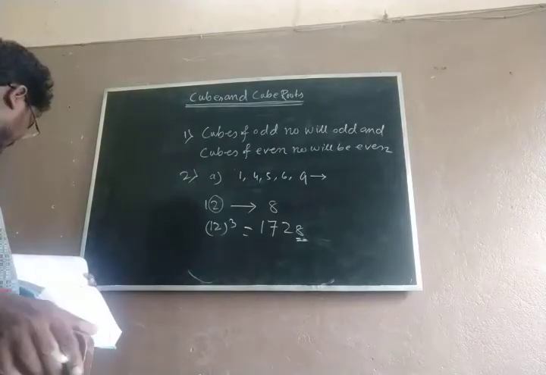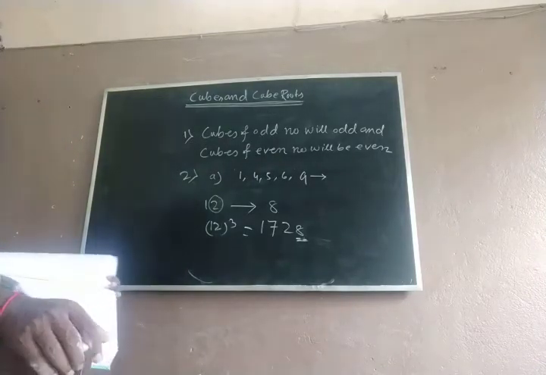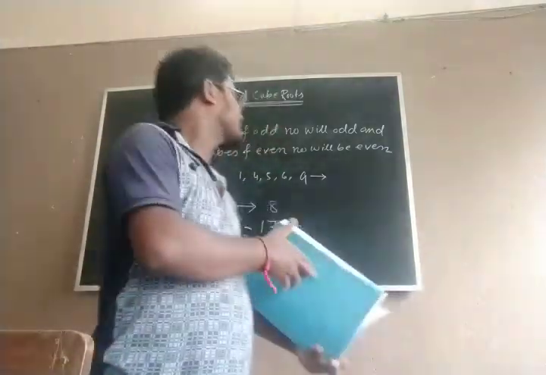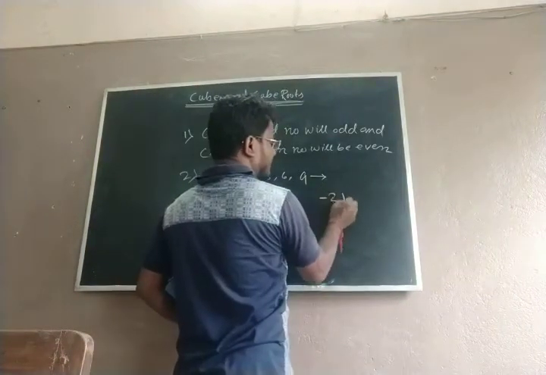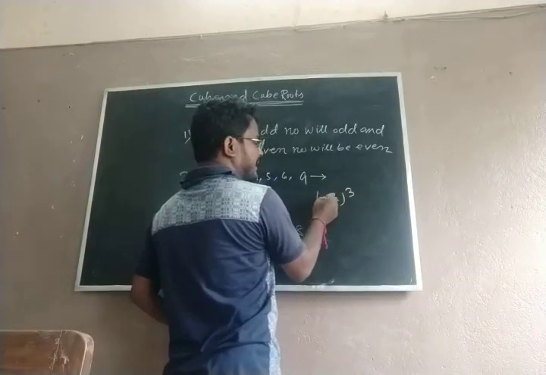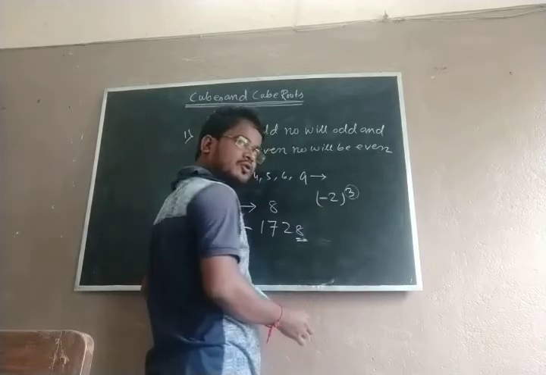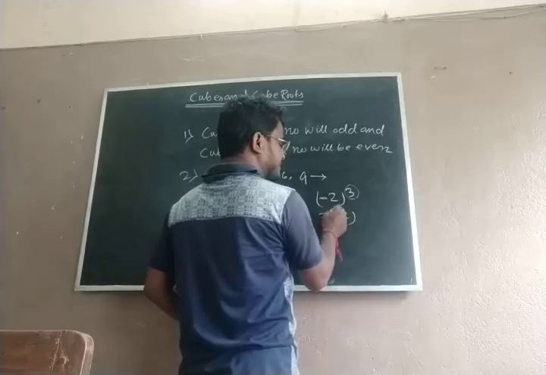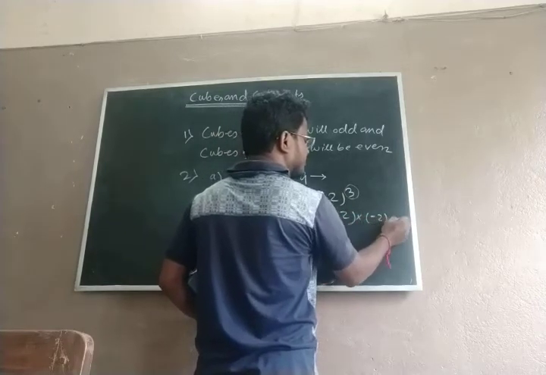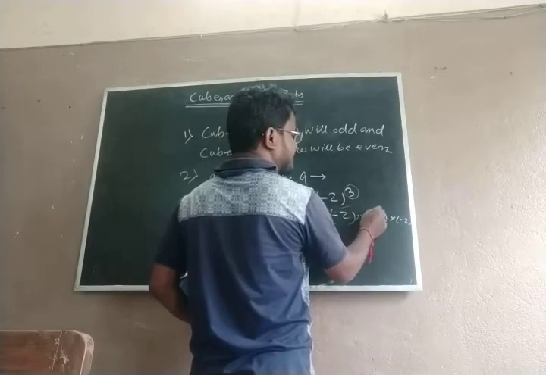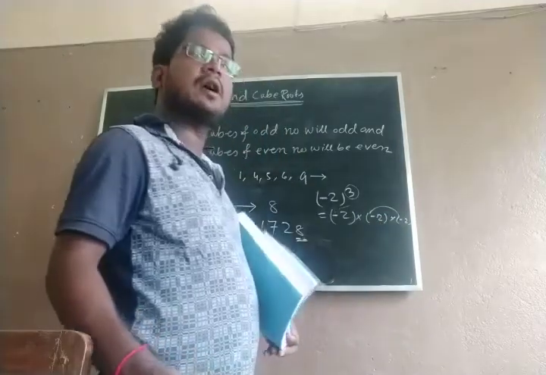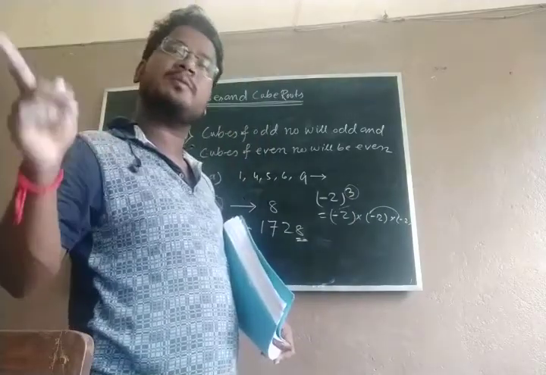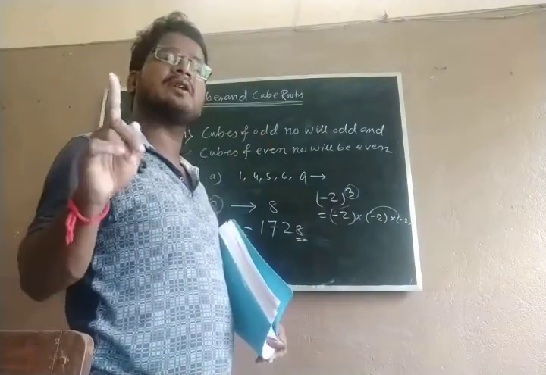Now, cube of a negative integer. The cube of a negative integer will always be negative. Why? Suppose minus 2, its cube. I told you that if the power is odd, then the sign will be minus also. Otherwise you can multiply this: minus 2 into minus 2 into minus 2. Minus minus is plus, then plus minus is minus. And one more thing I told you: if the power is odd, the sign will be minus. If the power is even, then the sign will be plus.